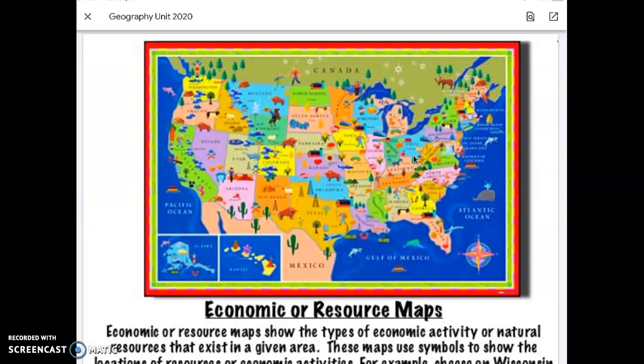the economic and resource maps have a map key, and it has a list of all the different resources and what they are, and then they're placed on the map as well. This one doesn't have that key. We can see the compass rose, and there's no title, but we can tell that this is the United States, so it would be the economic or resources that are within the United States.